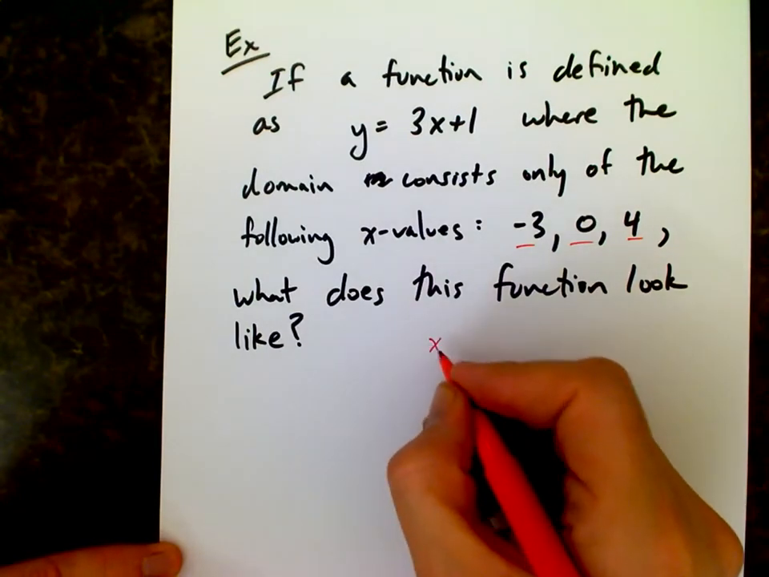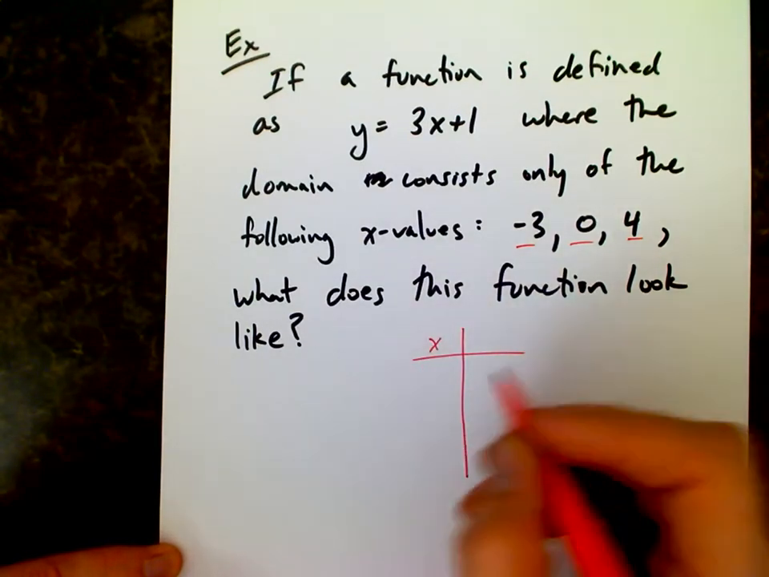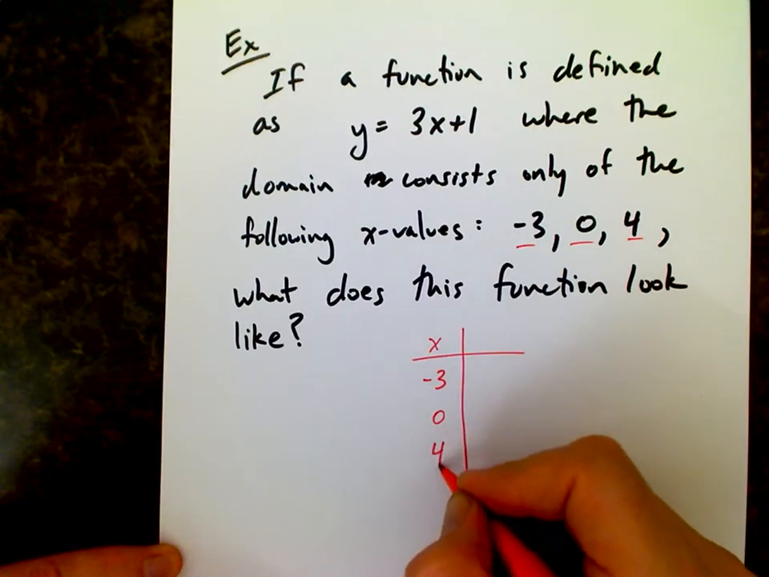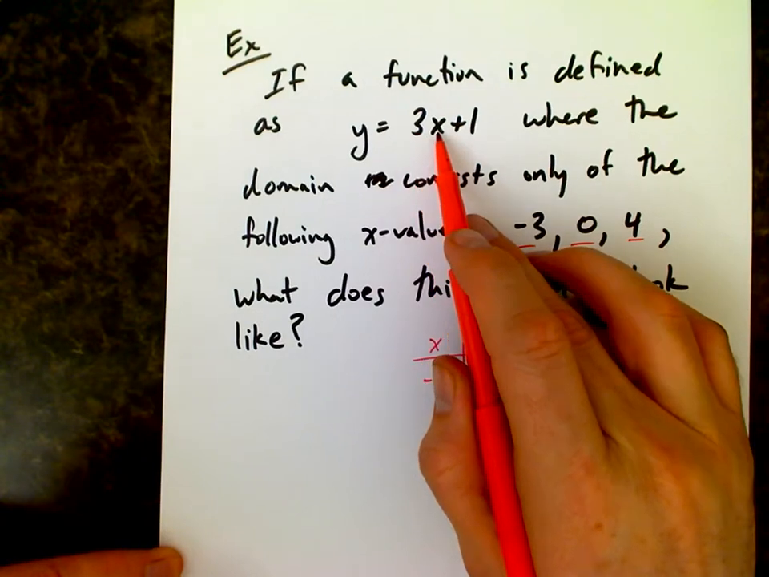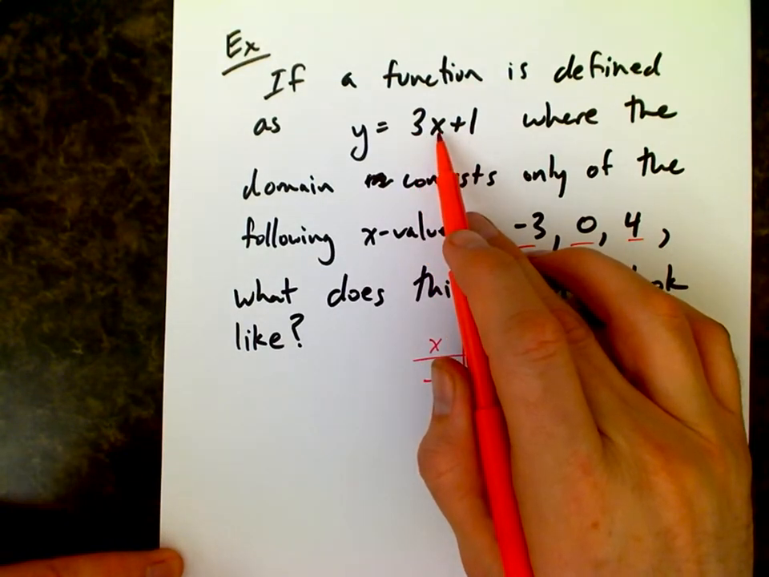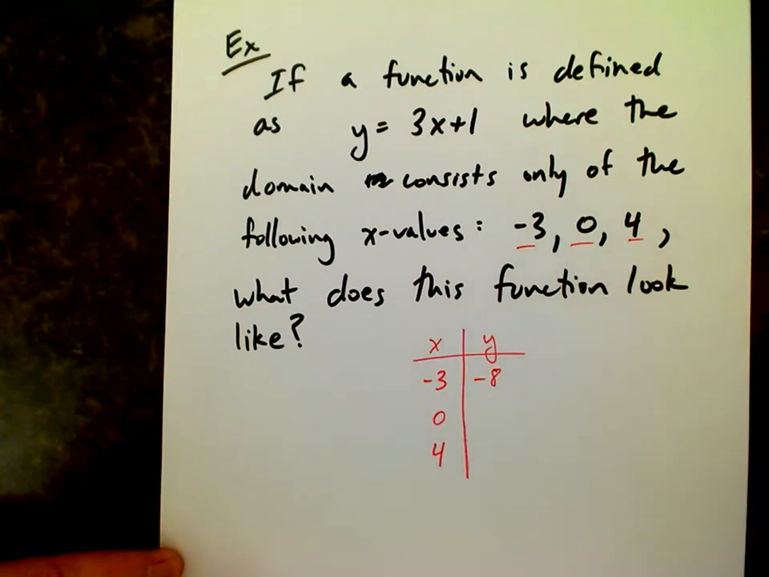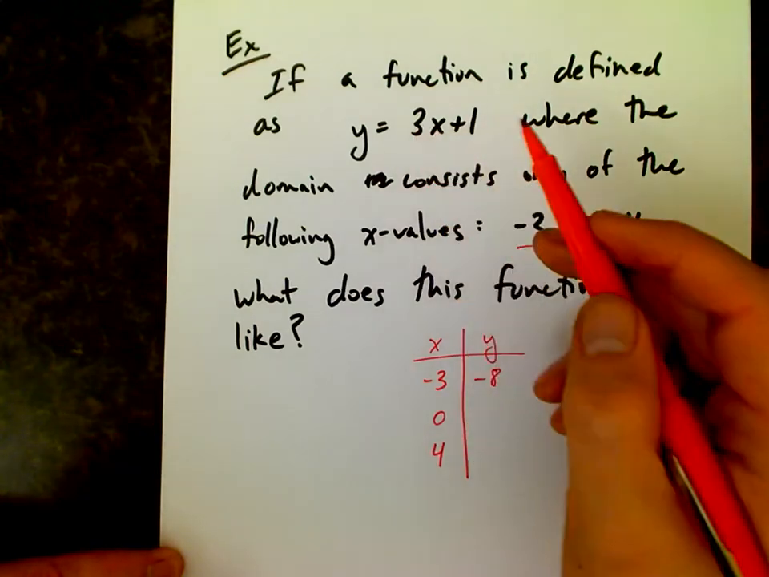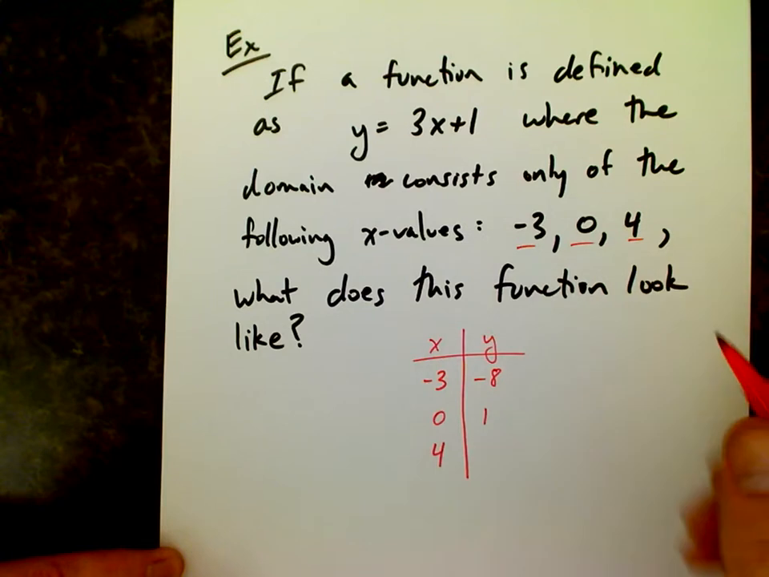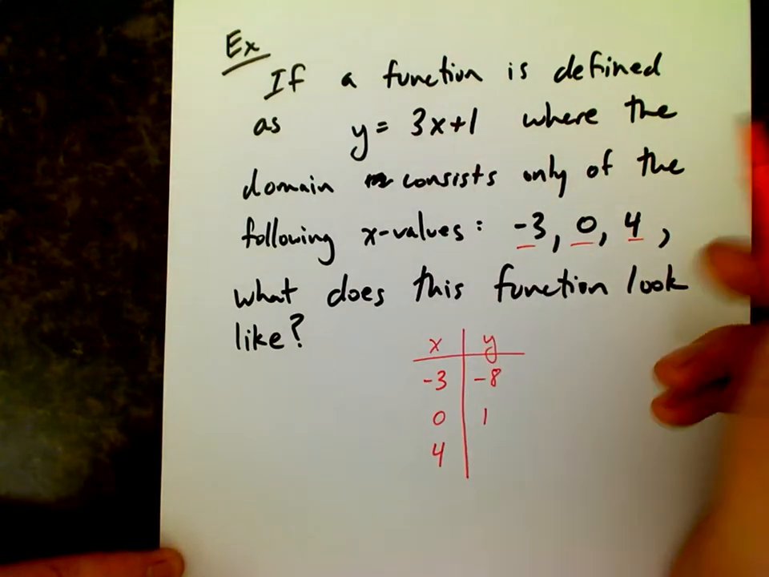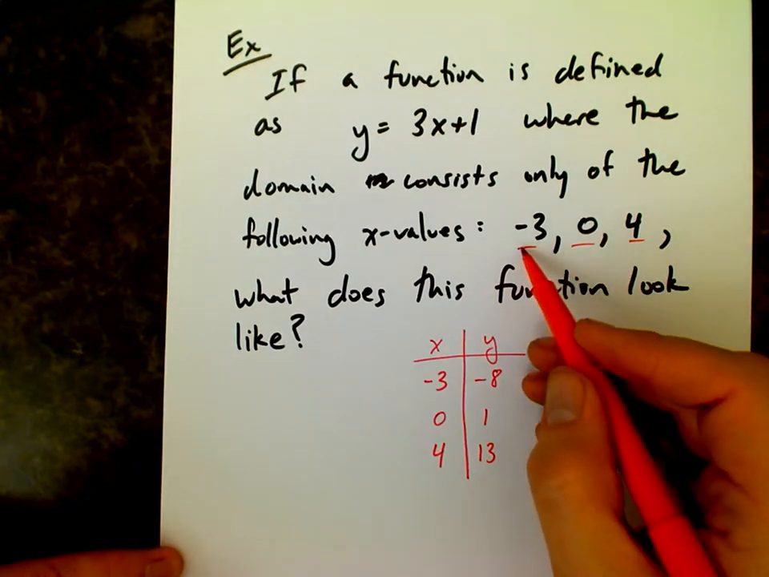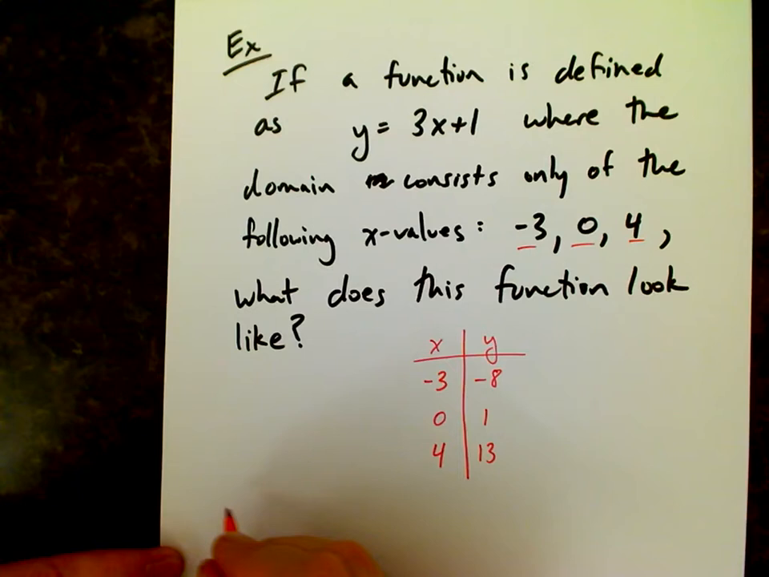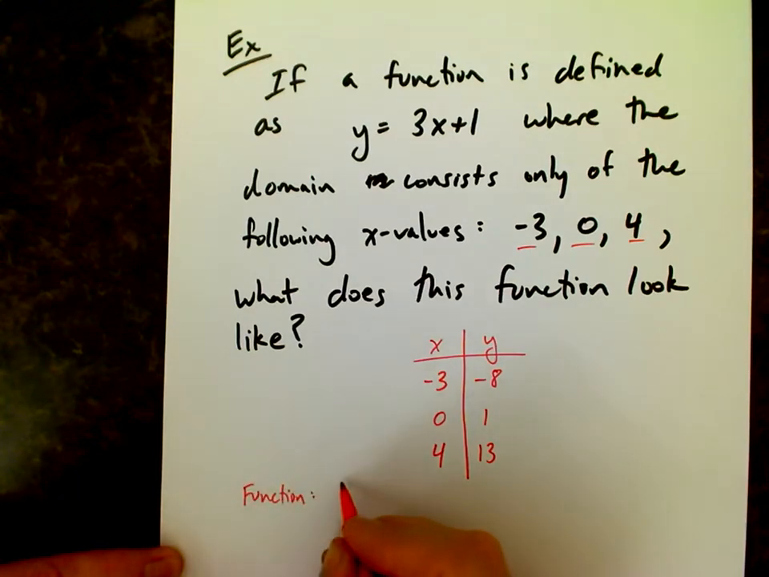I like to make tables, as it helps me understand what's happening sometimes. If I put negative 3 into this function, I have 3 times negative 3 is negative 9, plus 1 is negative 8. If I put 0 in, 3 times 0 is 0, plus 1 is 1. If I put 4 in, that's 3 times 4 is 12, plus 1 is 13. And that's really all I'm allowed to do because those are the only elements in the domain.